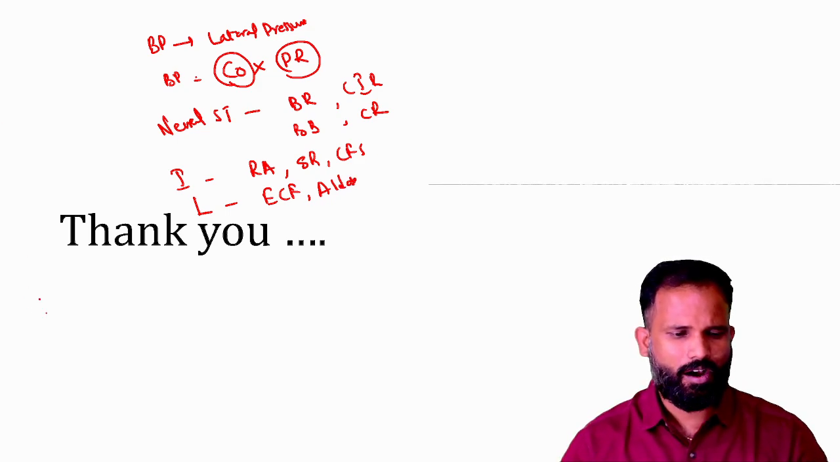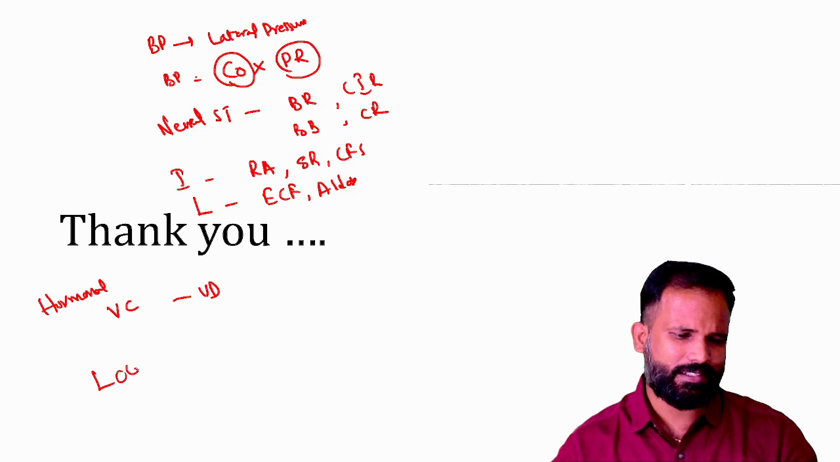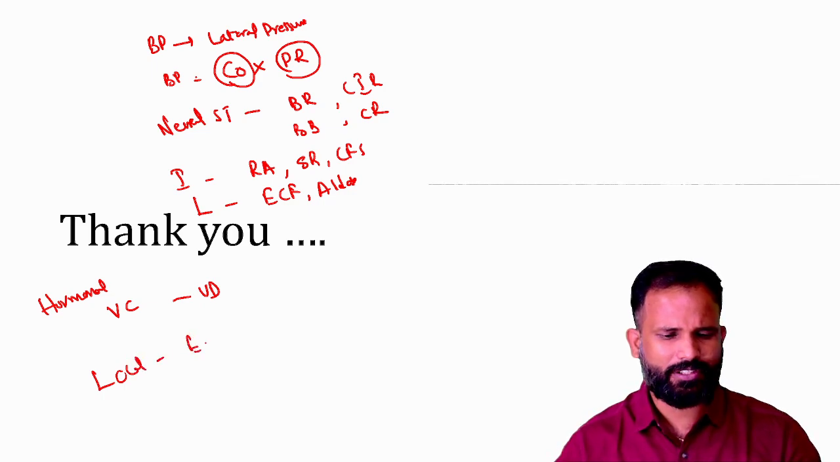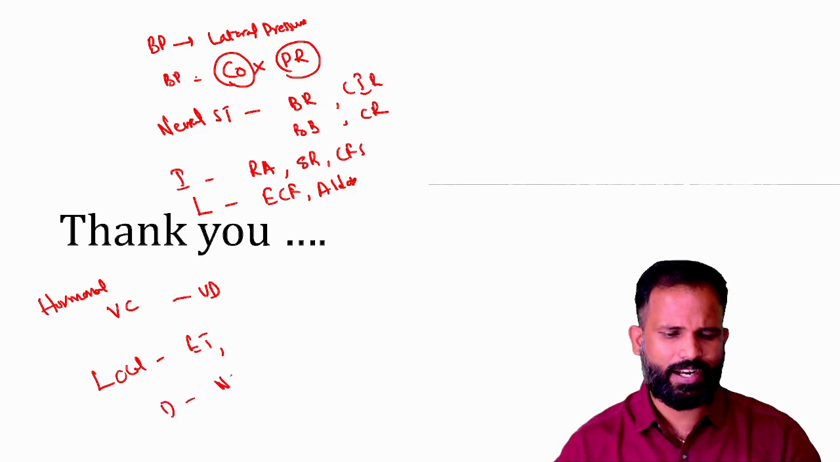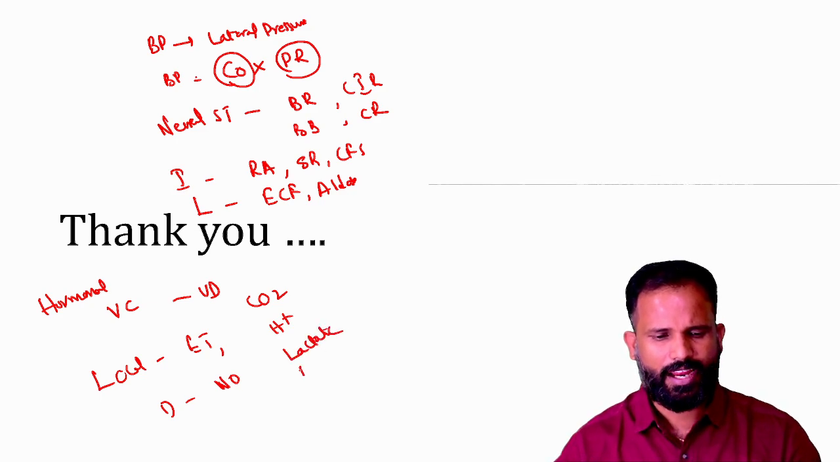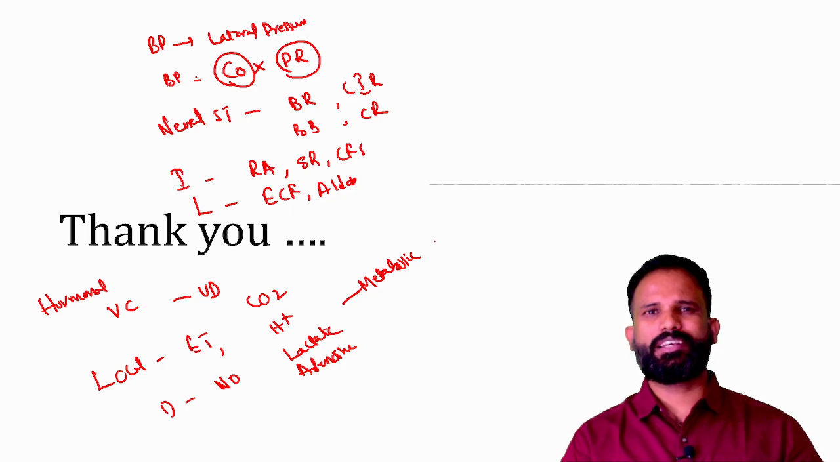And we have hormonal mechanism, which are vasoconstrictors and vasodilators. And we have local mechanisms, which are endothelins of local origin and dilators of nitric oxide and carbon dioxide, H plus, lactate, adenosine, which are dilators of metabolic origin. So this is the summary of BP regulation.